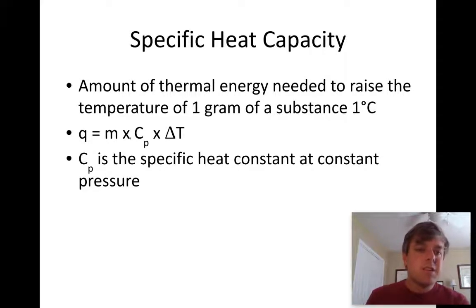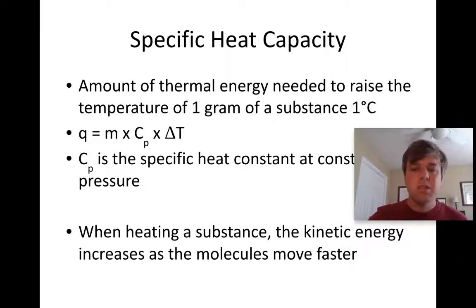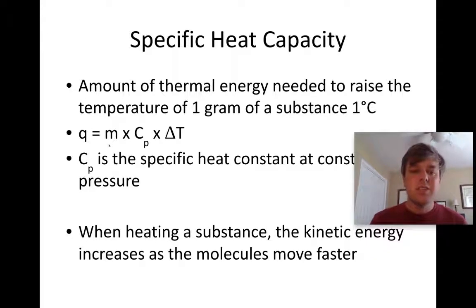The amount of heat depends on the mass, it depends on this heat constant, and it depends on delta, the Greek letter, which means change in temperature. In other words, how much does the temperature change by? The key thing about this is when you're heating a substance up, the kinetic energy is increasing as the molecules move faster, and so the temperature changes. This is just three things multiplied together that can tell you how much heat was added to the substance.